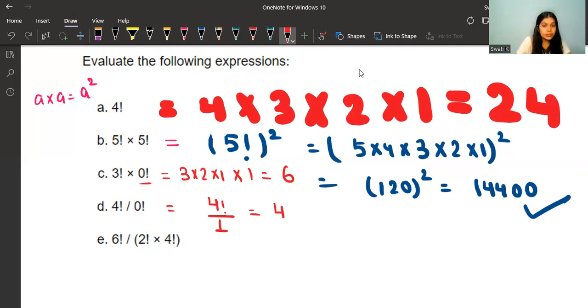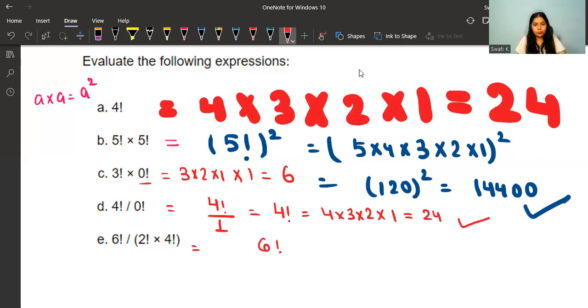So what is 4 factorial? 4 times 3 times 2 times 1. 4 times 3, 12, 12 times 2, 24, 24 times 1 is, sorry, 24. So 24 is the answer. Next we have 6 factorial, let's write that, divided by 2 factorial into 4 factorial.